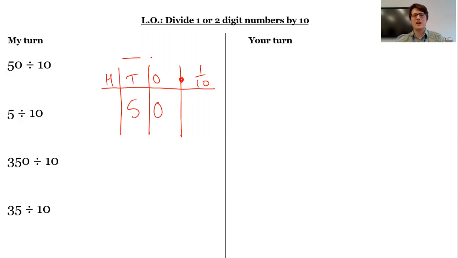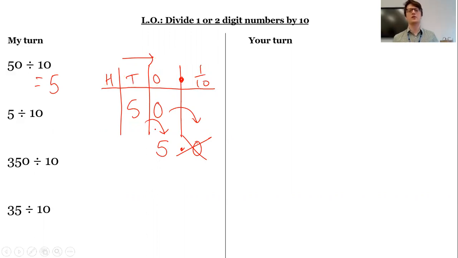So when I divide by 10, my digits move one column to the right because they're becoming 10 times smaller. 100 divided by 10 is 10. 10 divided by 10 is 1. 1 divided by 10 is a tenth. So this 0 is going to the tenths. 5 tenths become 5 ones. And in fact, I don't need this 0.0 just because it's not telling me anything. All I'm left with is 5. So that's why that 0 has vanished. It's not just that I'm taking off the 0, it's the digits have moved, and this 0 is no longer telling me anything I need to know.